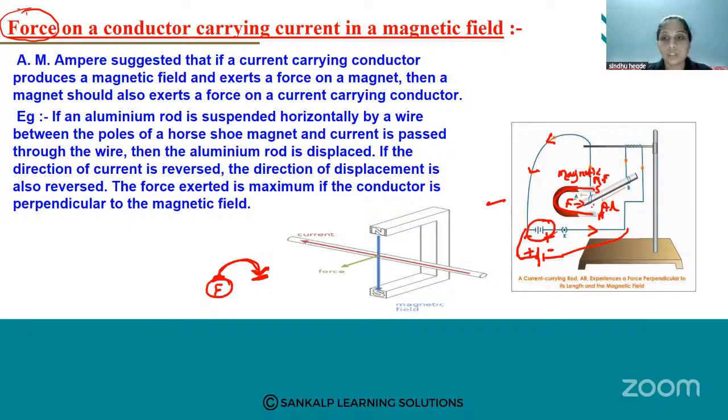Okay, so what happens is that when current flows in the aluminium rod, a magnetic field is generated, and with that magnetic field some force is also exerted on that conductor, and it shows some displacement. So here three things we should remember. One is the force exerted here, and the second is the conductor carrying current. That's why it behaves like a magnet, or the field is generated.